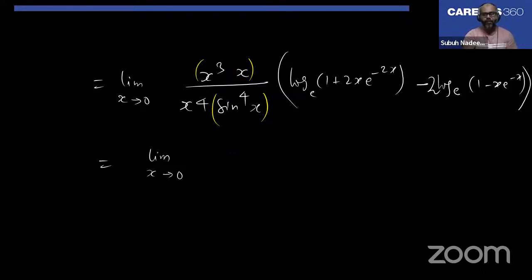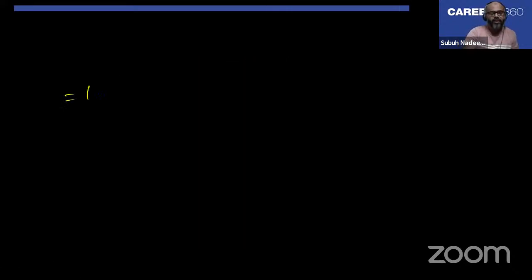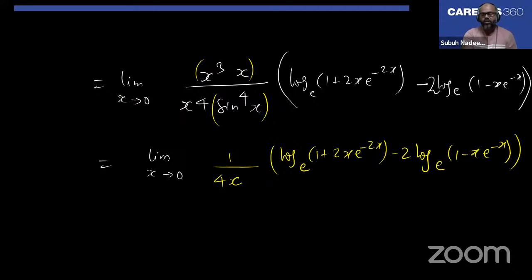So this will become 1. So it is 1 by 4x, and log 1 plus 2x e to the power minus 2x to the base e, minus 2 log 1 minus x e to the power minus x to the base e. And when we expand the log, so limit x approaching 0, 1 upon 4x. And when we expand the log, so it is log 1 plus x.